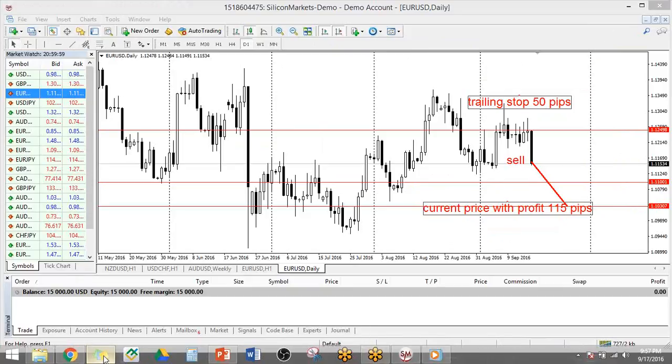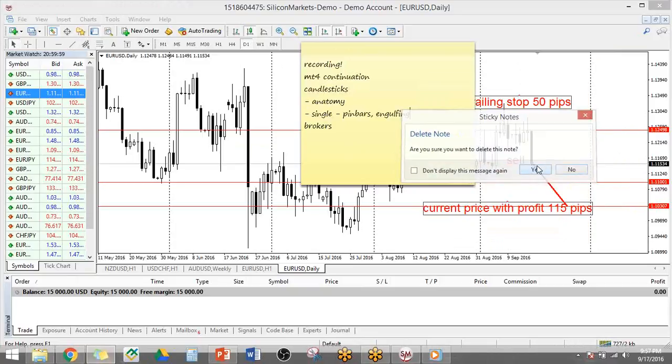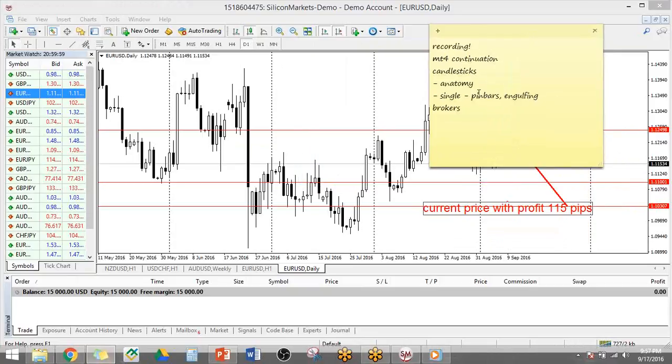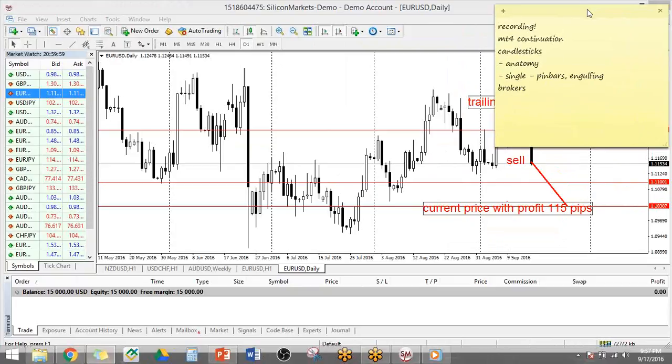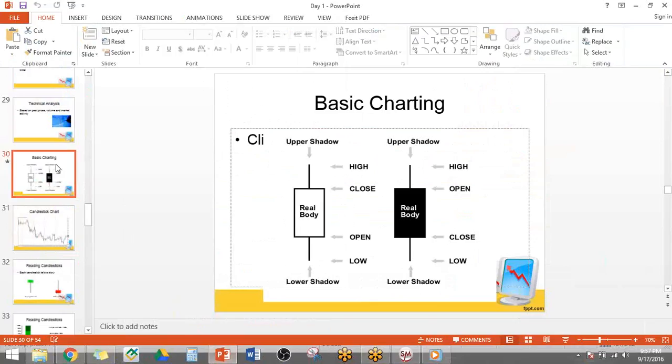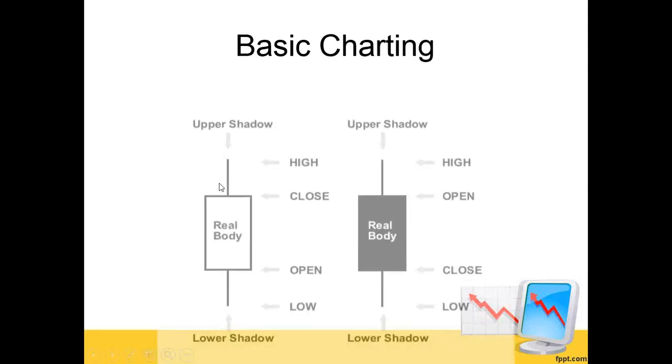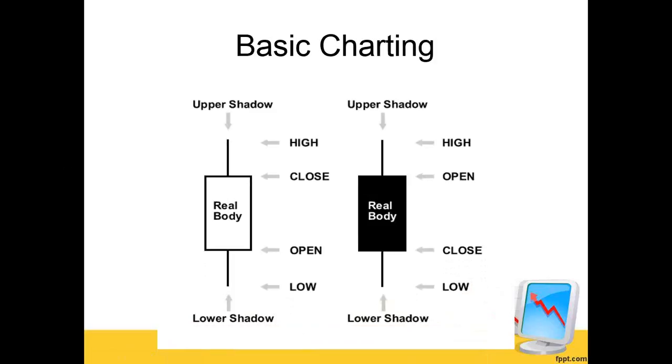Right. Okay. So our next topic is candlesticks. Okay, anatomy of candlesticks. All right. So let me just go here. These are one of my old slides. Let's make it turn. Okay. So let's learn the anatomy of a candlestick first.